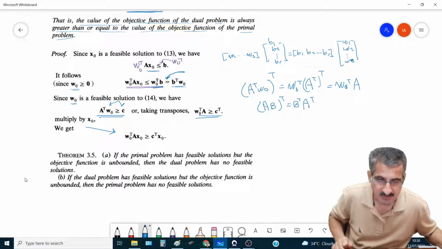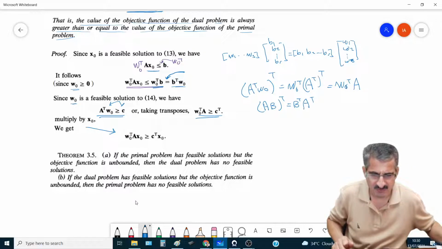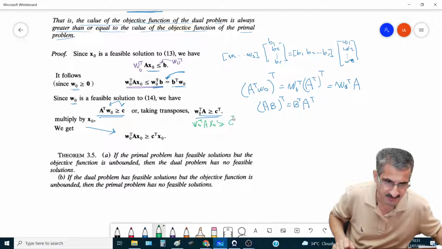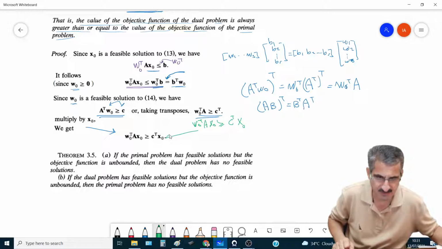Okay, so multiply this by x naught. If we multiply this by x naught from both sides, it will still be greater than, and these are numbers, right? And this is what we mean here.